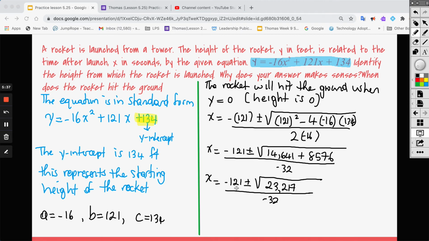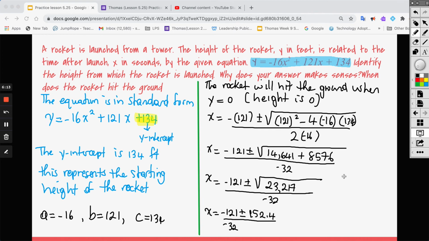We can leave our answer like this, but I want to push us a little bit. So we're going to find the square root of this large number. You don't have to do this in your brain. Use a calculator. So x is equal to negative 121 plus or minus the root of 23,217, which is 152.4 rounded to one decimal place. And that's going to be divided by negative 32.